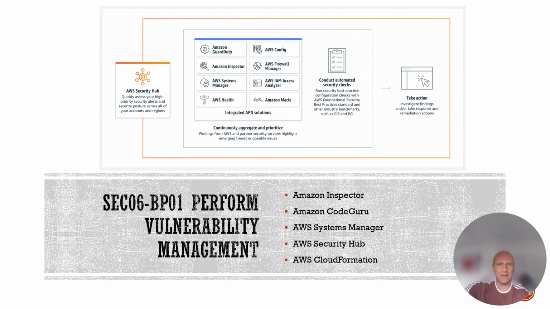Amazon Inspector continually monitors resources. You can also use an open source product such as OWASP Dependency Check, Snyk, OpenVAS, package managers, and AWS partner tools for vulnerability management. Also, use AWS Systems Manager.